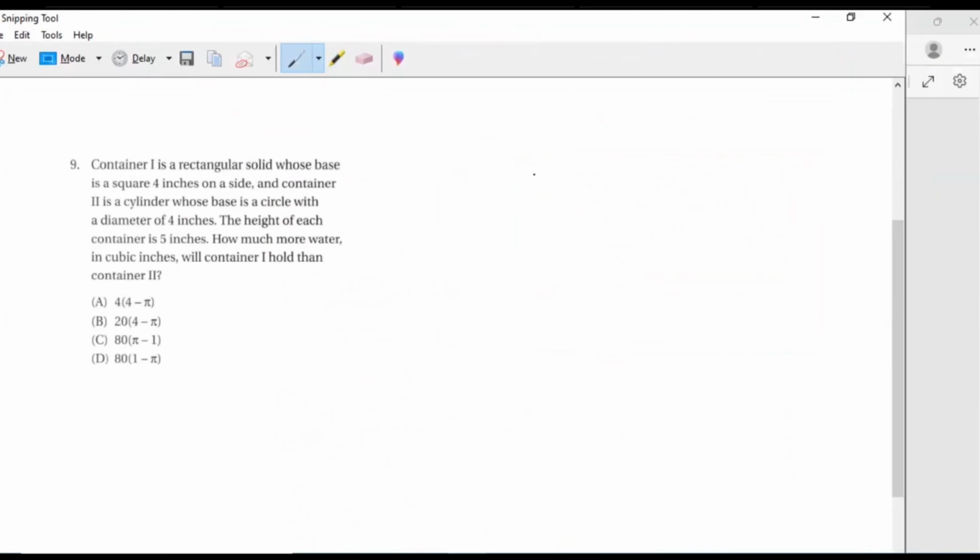Container 1 is a rectangular solid whose base is a square.